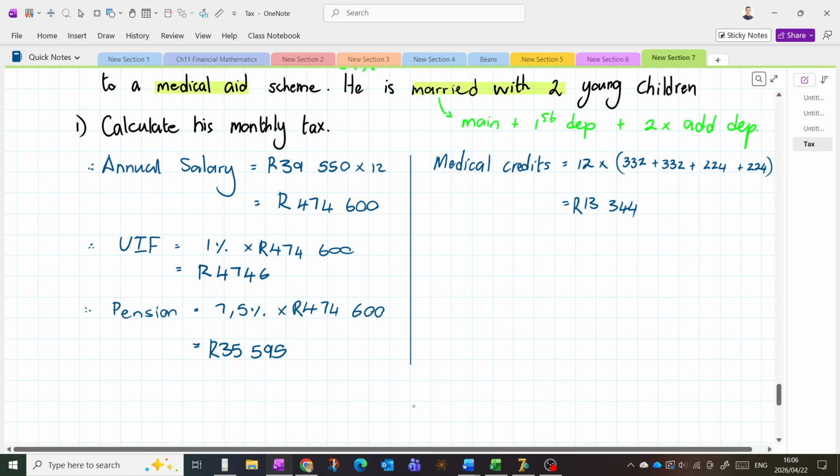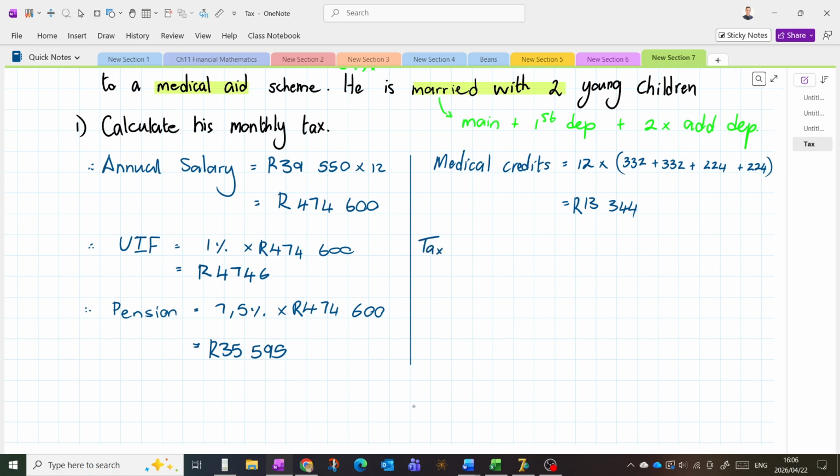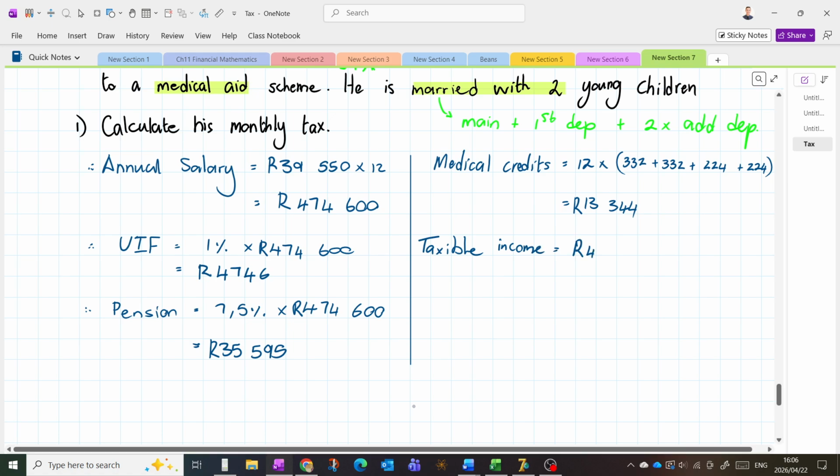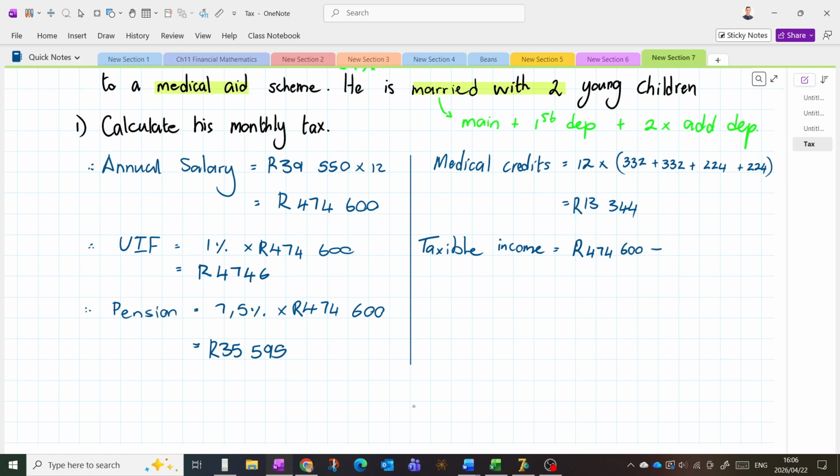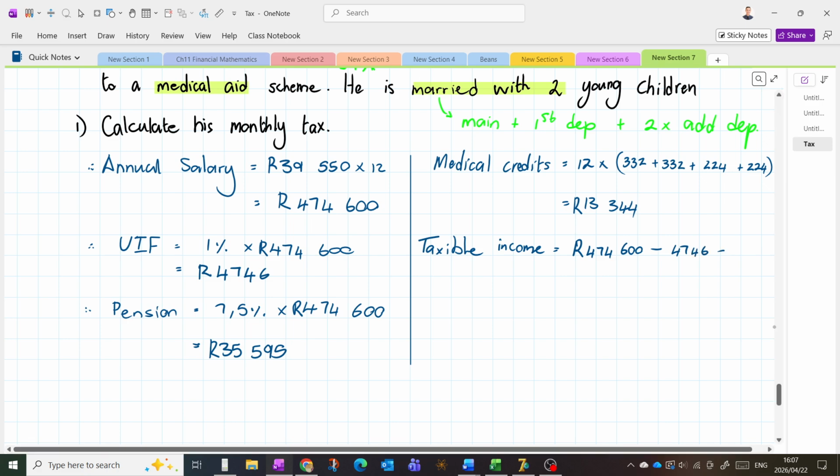So we've done everything we need to, except calculate his taxable income. His taxable income is going to be the 474,600 minus the UIF amount minus the pension contribution, because those are not taxable. So let's see what we get.